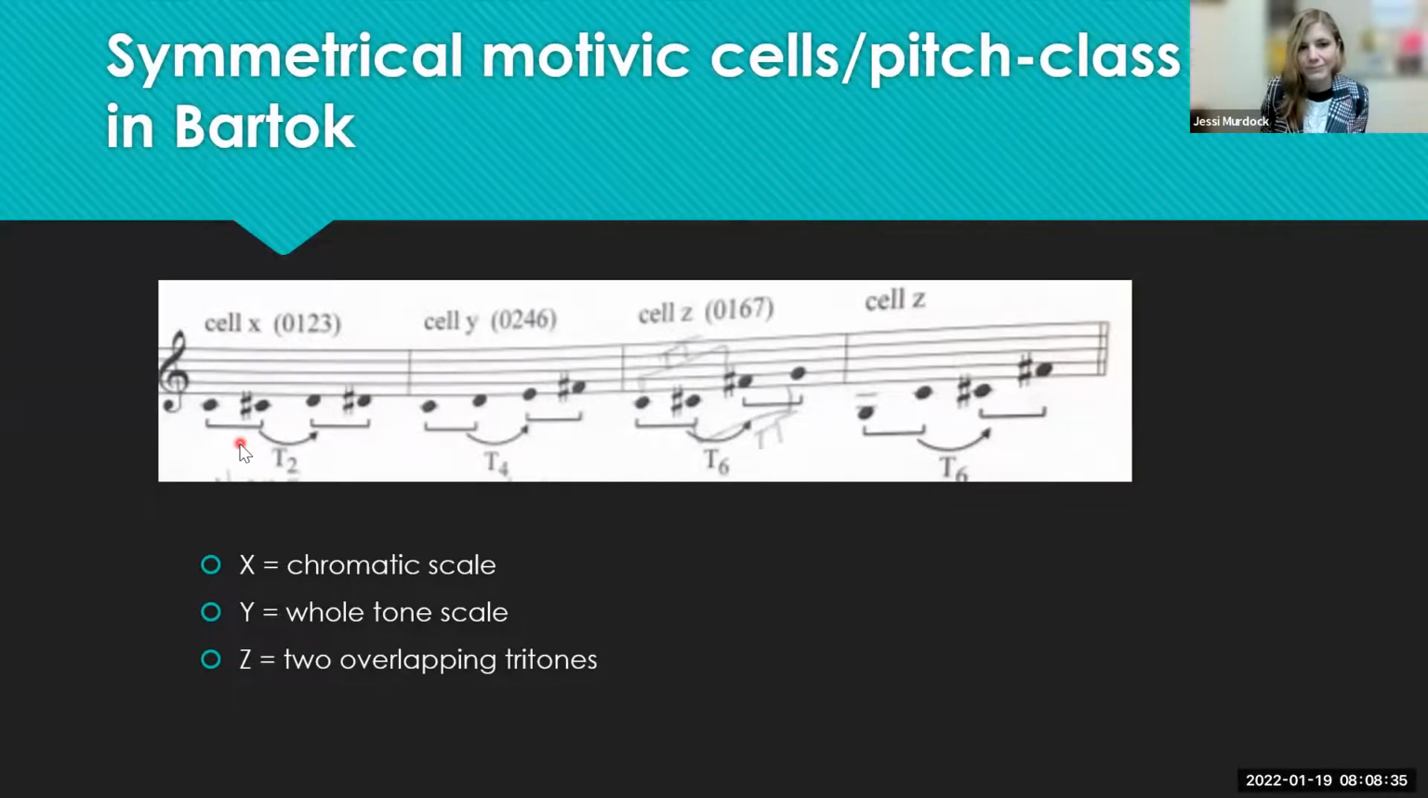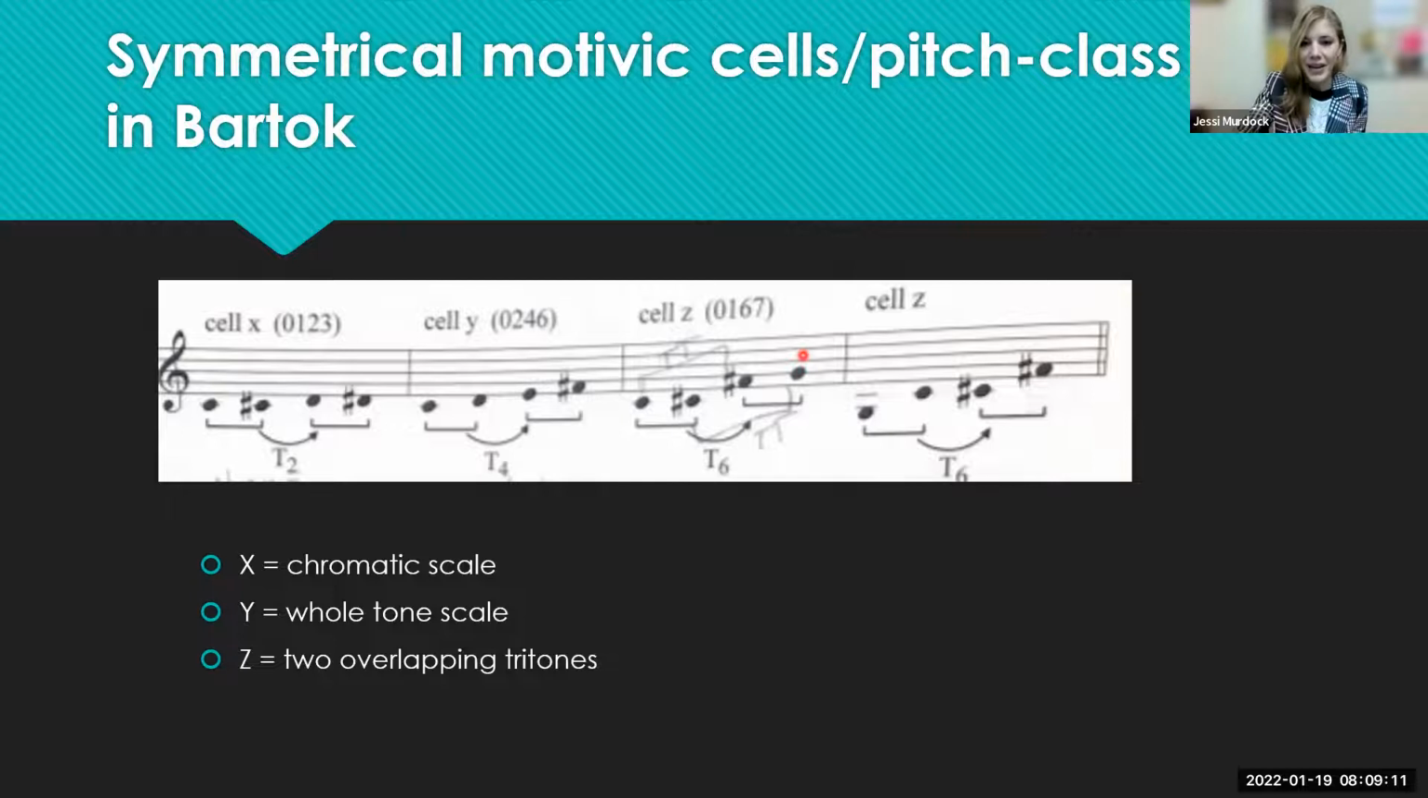So, you could start it anywhere though. Cell Y is a group of 4 notes that are part of a whole tone scale. Now cell Z is actually going to be like 2 overlapping tritones, so part of that interval cycle 6. If you look from the first to the third note, so C to F sharp, and then the C sharp to G, so second to fourth notes, those are both tritones, but in order.